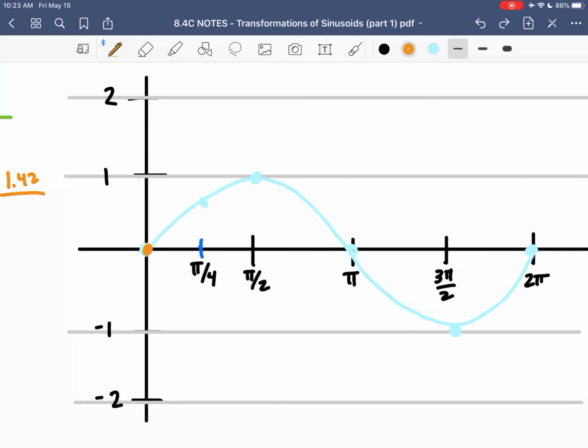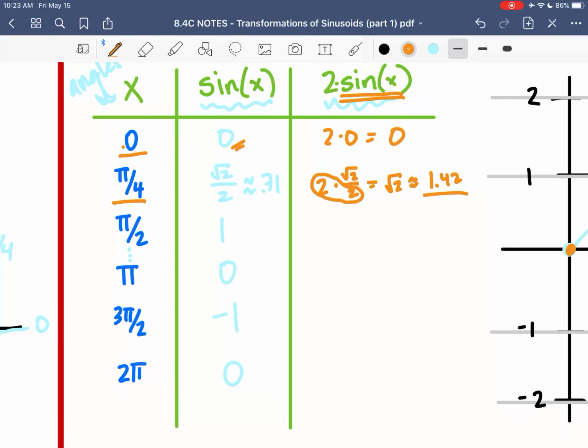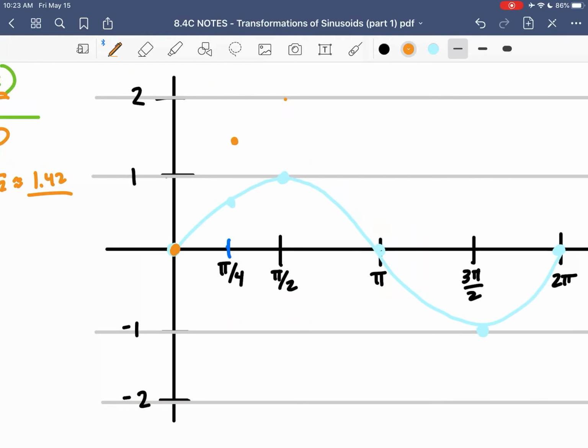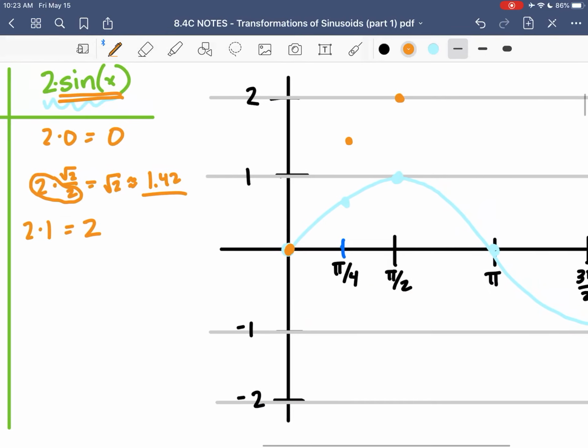So 1.42 is going way up here. That's interesting because we shouldn't be more than halfway. Before, we were trapped in between 1 and -1, but now we've already exceeded that. Okay, at pi halves, we need to do 2 times sine of pi halves, which was 1. So we actually get 2. So at that highest point, now we're up at 2 instead of at 1.